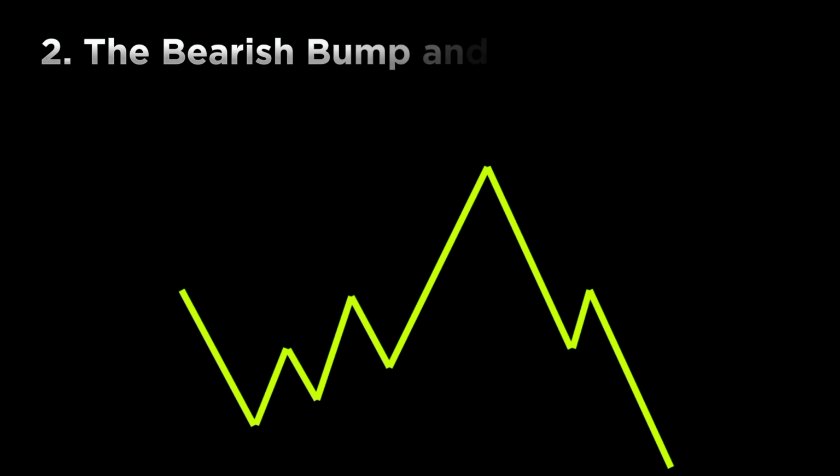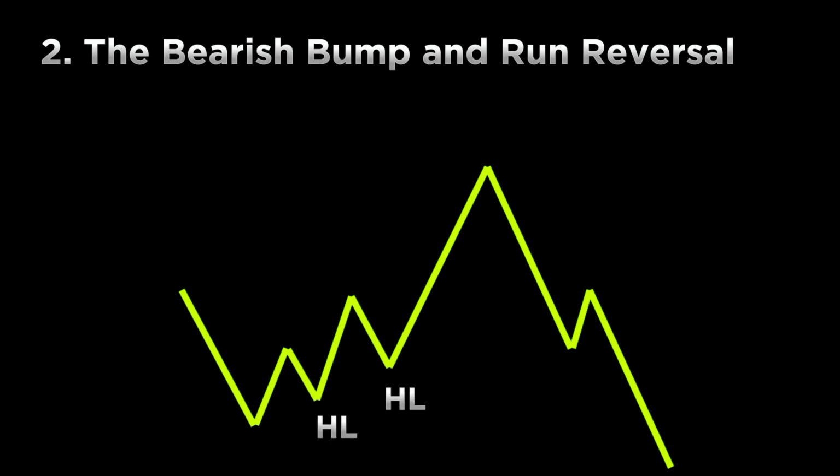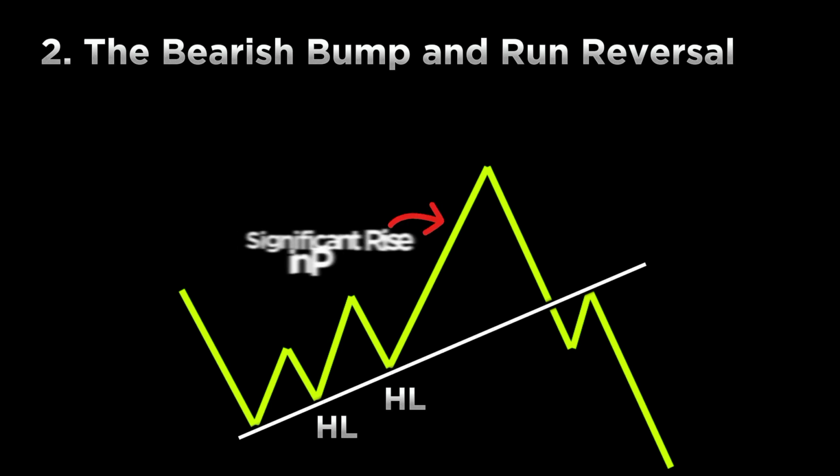The bearish bump and run reversal pattern works in the exact same way, but everything is flipped upside down. It starts with 1 or 2 consecutive higher lows, which allows the trader to draw an upsloping trend line by connecting these lows, and after that, the trader will be able to spot a significant rise in price in a movement that exhausts the energy of the buyers. Price then comes back down in the direction of the upsloping trend line and breaks it to the downside.